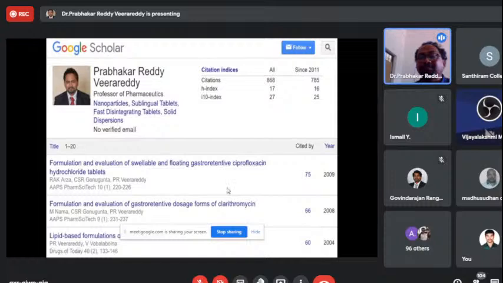So this is the journal name, and these are the number of citations. Year 2009. Day by day, if more people are using your paper, the number increases. With this, your index will increase. This is the mechanism.